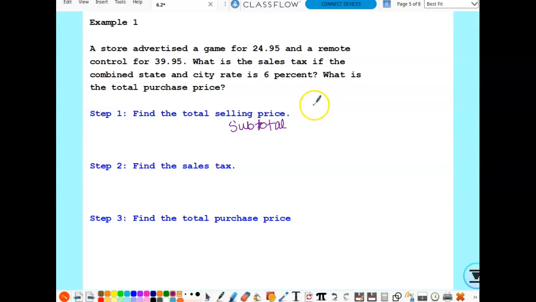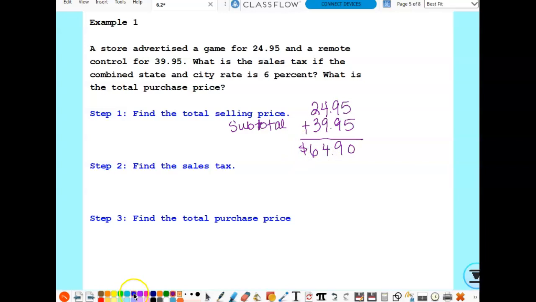So we have a game for $24.95, and we have a remote control for $39.95. I believe that subtotal would be $64.90.